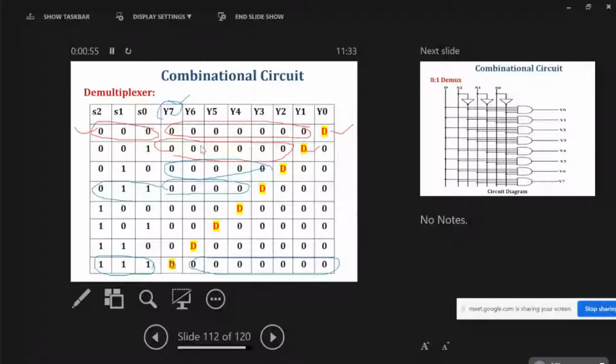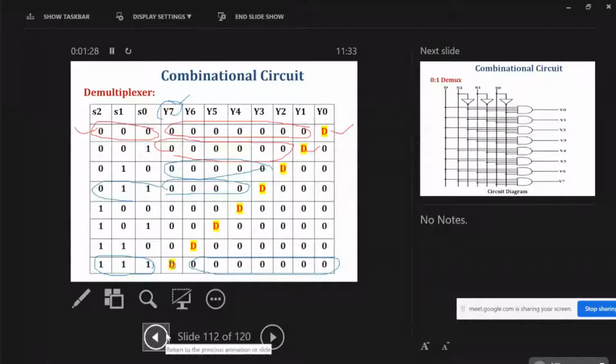So here we are talking about the 1 to 8 demultiplexer. For it, 8 output lines are there. If we try to find the selection lines, it is in the form of 2 to the power 3, and 2 to the power 3 is equal to 8 output lines. So how many selection lines? Selection lines are 3, and the input is D.